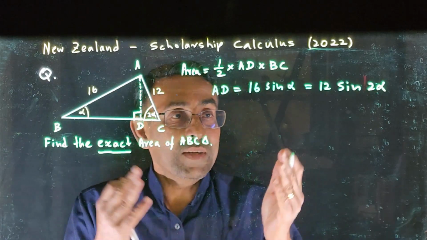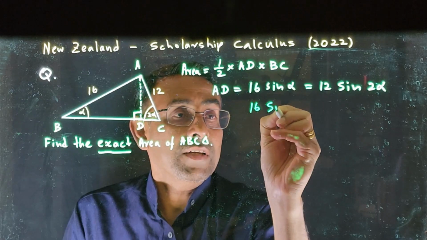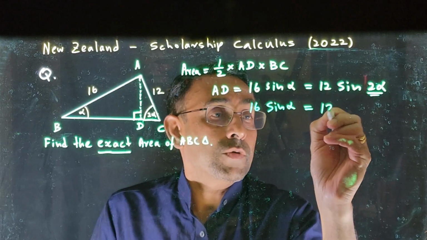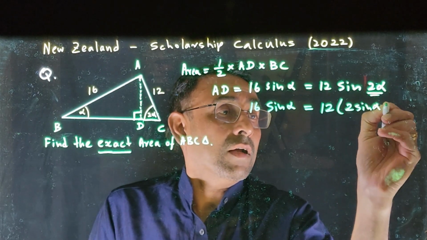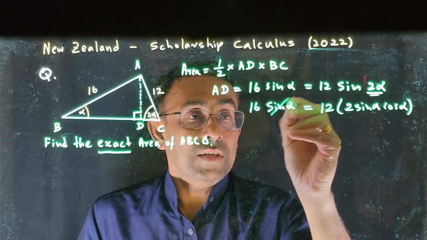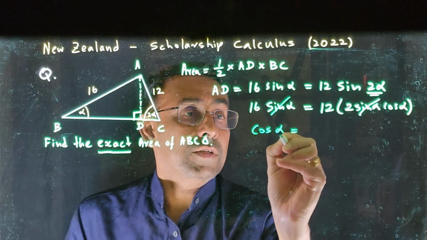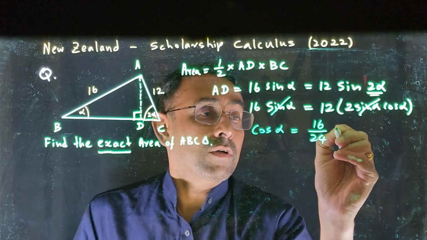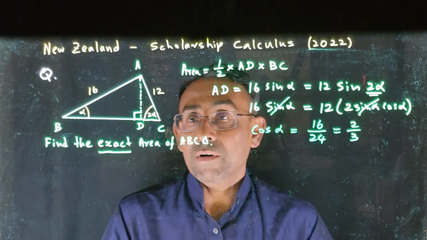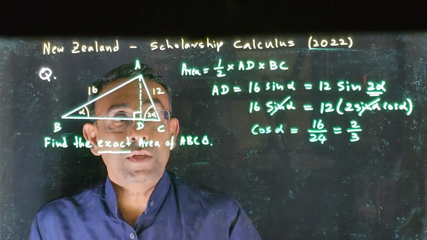Now we are getting there to find alpha. On the left-hand side we have 16 sine alpha. On the right-hand side, 2 alpha is a double angle, so we can write 12 times 2 sine alpha cos alpha, from your trigonometric theories. Now we can take out sine alpha, so cos alpha is equal to 16 over 24, or 2 over 3. That's interesting. We have found cos alpha, but in this calculation we may need sine alpha and the others. Let's see what we need next.